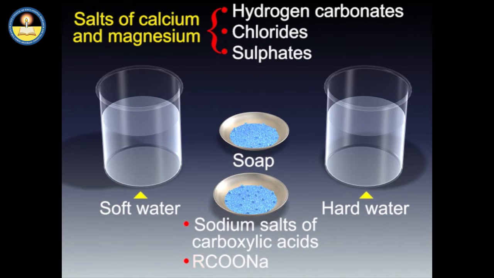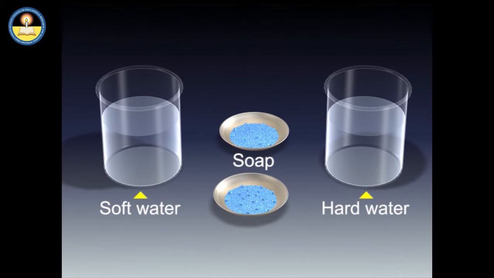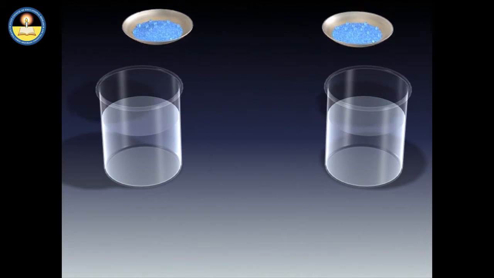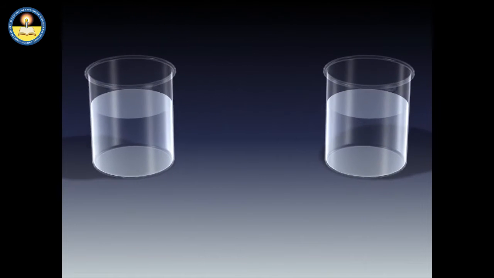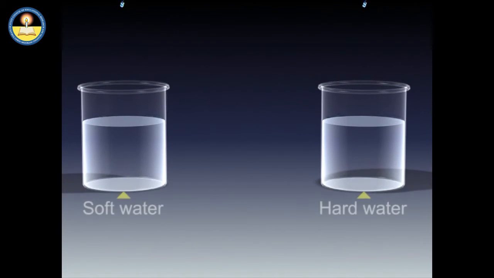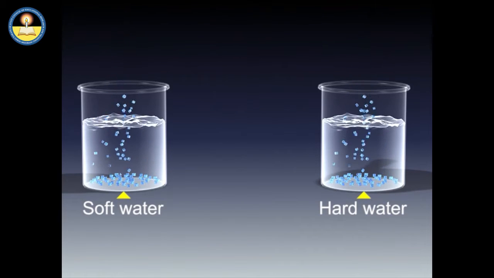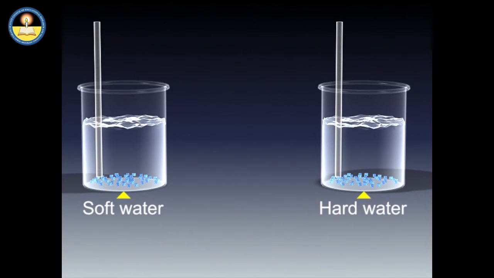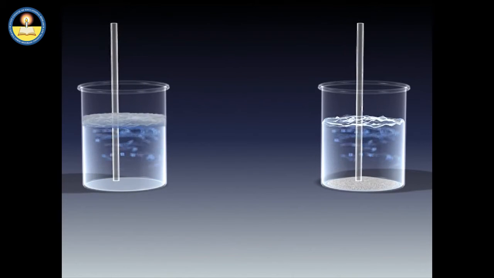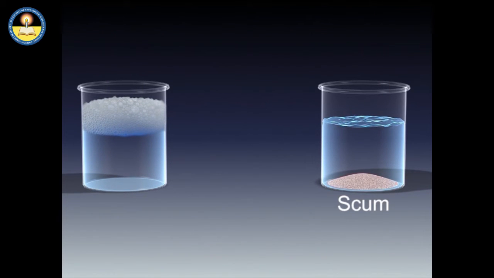RCOONa, where R is a long chain of alkyl group. When soaps are added to hard water containing calcium and magnesium ions, the sodium salts present in soaps are converted to their calcium and magnesium salts, which get precipitated as scum. Froth is not formed in this case and soap simply gets wasted.